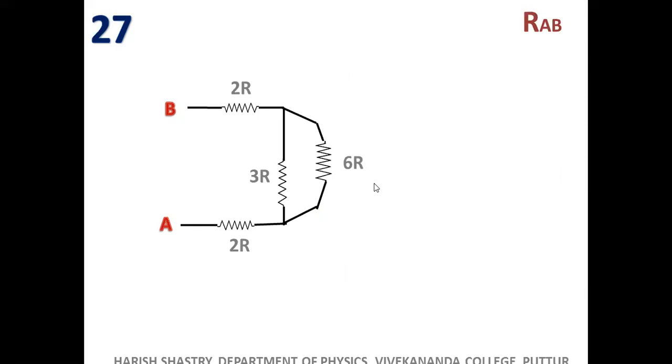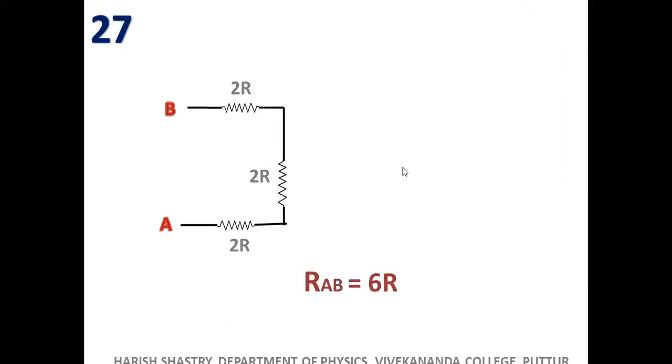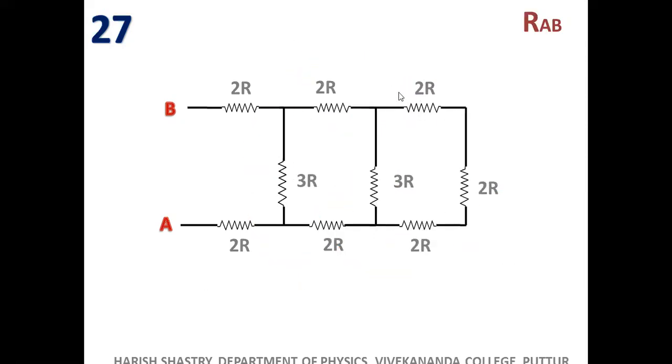Again, 6R parallel 3R is 2R. Again the same calculation. Now 2R, 2R, 2R, that is 6R. That is the final answer. Okay, so shall we go back and make it very simple now?